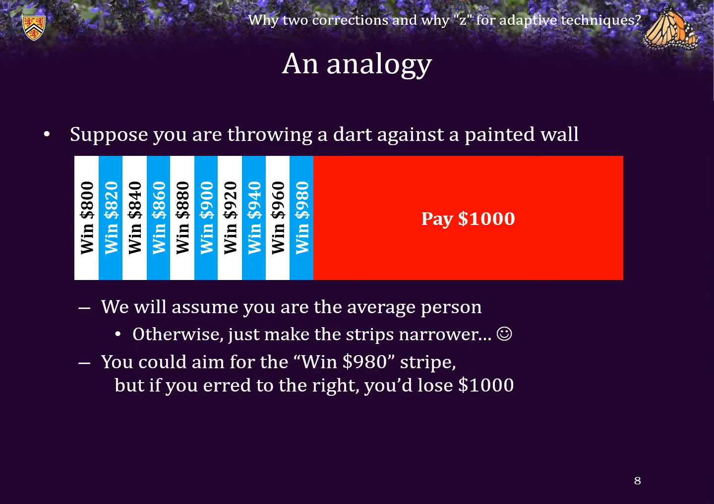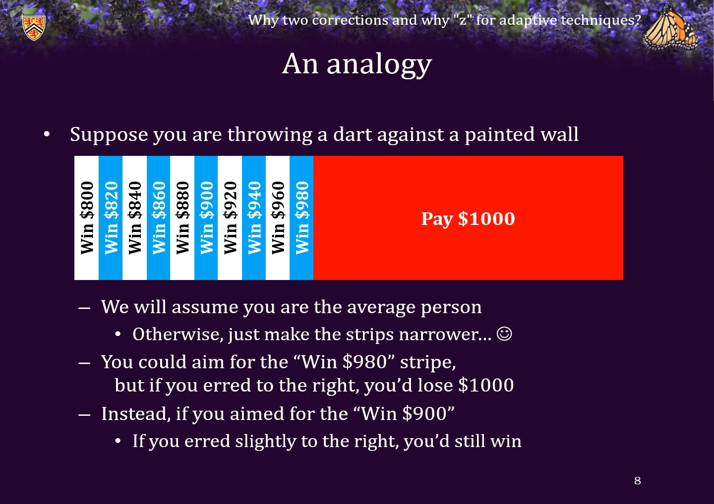Now, you could aim for the win $980 stripe. However, if you erred to the right, you'd lose $1,000. So in this case, cumulatively, you'd actually lose money. Instead, if you aimed at the win $900 stripe, if you erred slightly to the right, you'd still win money, but you'll always be winning money. This is why we use 0.9 times a times h as the next step size.